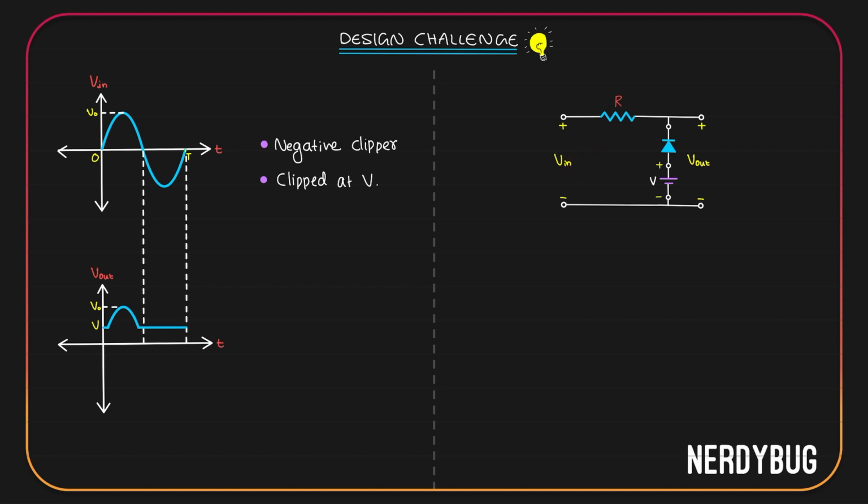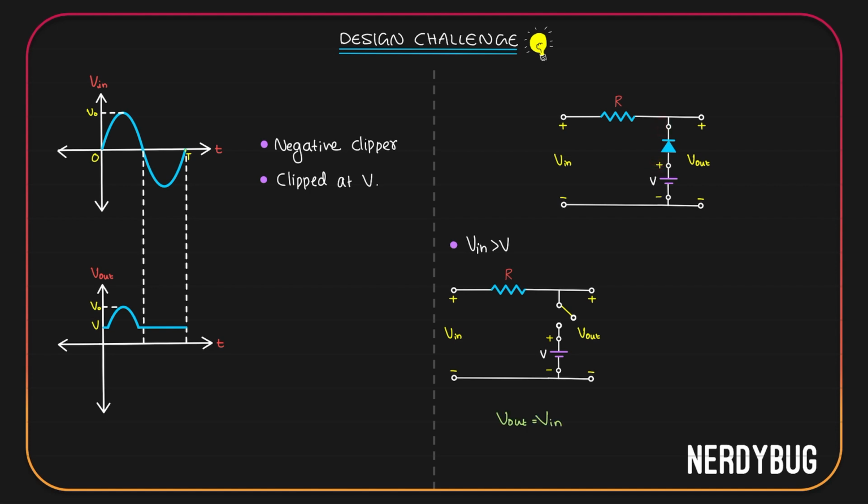So when V input is greater than V, we can model the circuit like this. The diode is switched off or in reverse bias, so I have modeled it as an open circuit, which means whatever is applied at the input will be exactly seen at the output. V output is equal to V input.